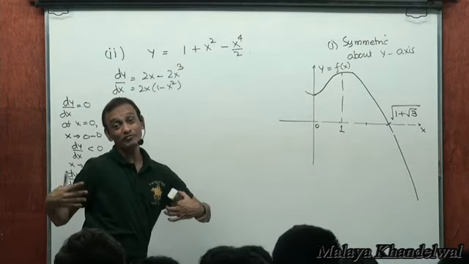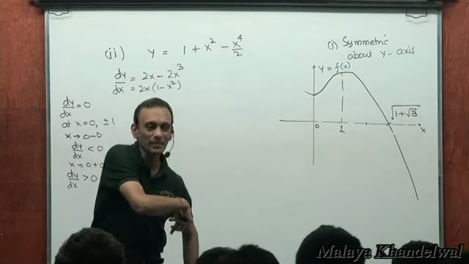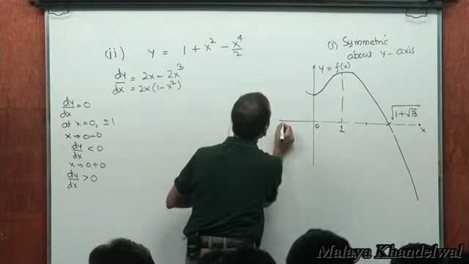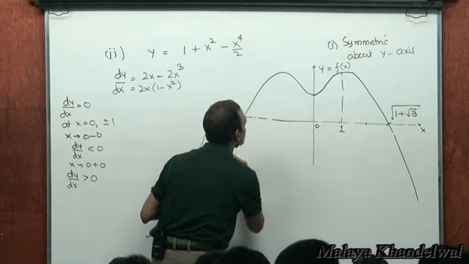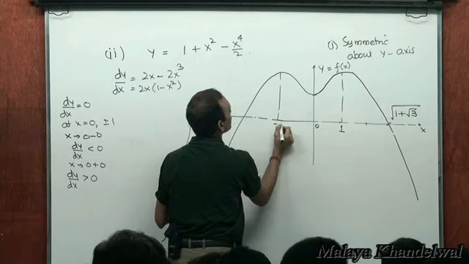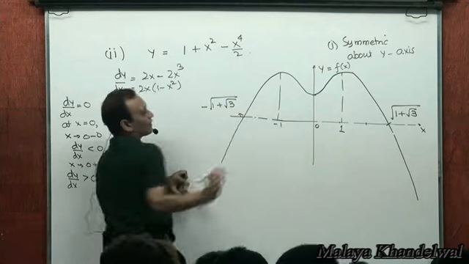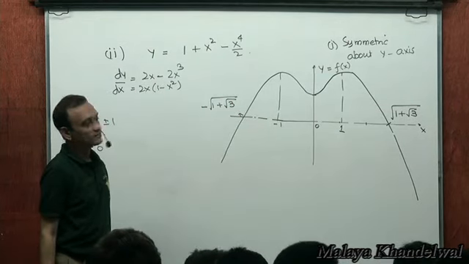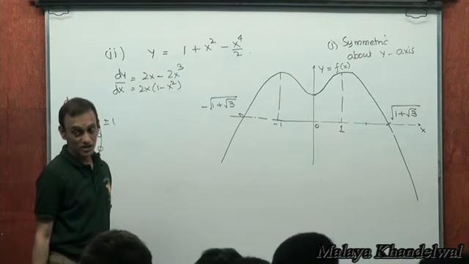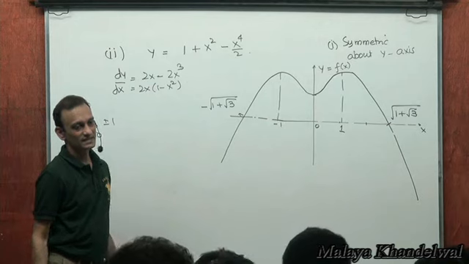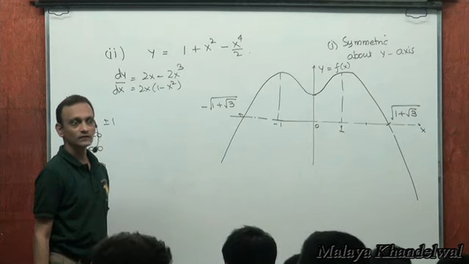That's the graph to the right of the y-axis. But it's symmetric about the y-axis, so reflect it. It's symmetric about the y-axis owing to the occurrence of even powers of x. So reflect the same thing as accurately as you could. This must be minus 1 and this must be minus root of 1 plus root 3. That's the trace of y equal to 1 plus x squared minus x power 4 by 2. Isn't it? Got me?